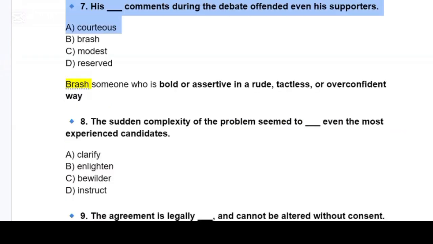His comments during the debate offended even his supporters. So his comments were offending his supporters. His comments were courteous? No. Dash, modest? No. Reserved? No. So brash is the correct option here. Brash means someone who is very bold or assertive in a rude, tactless, or overconfident way. So his comments were brash.